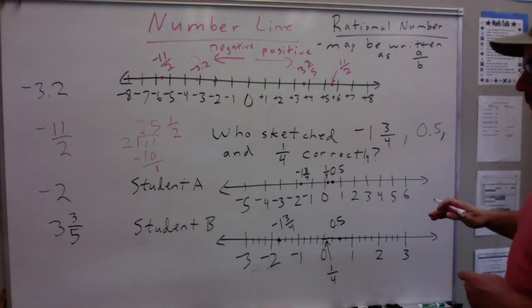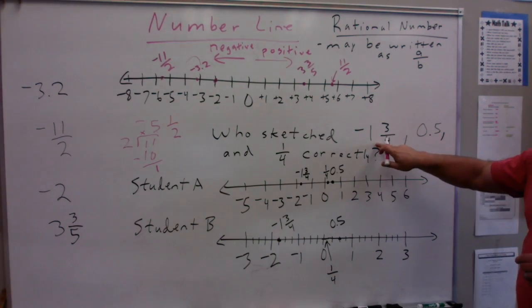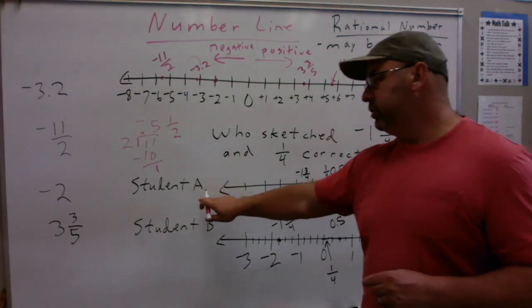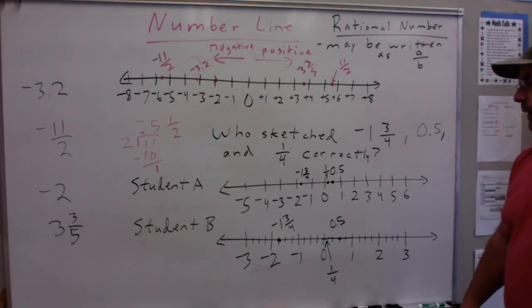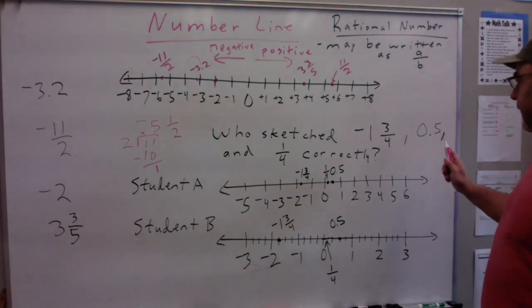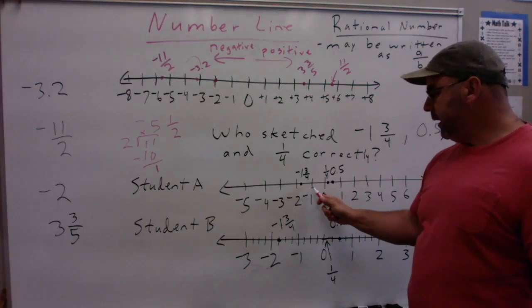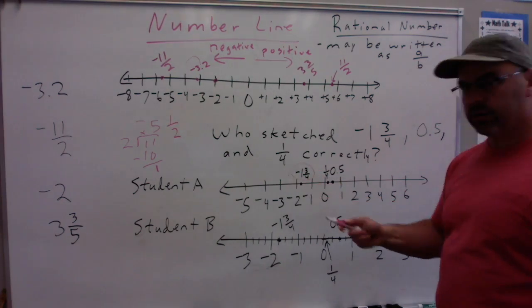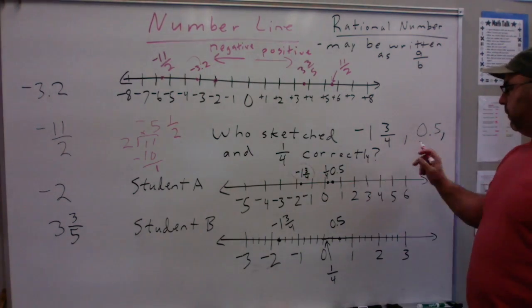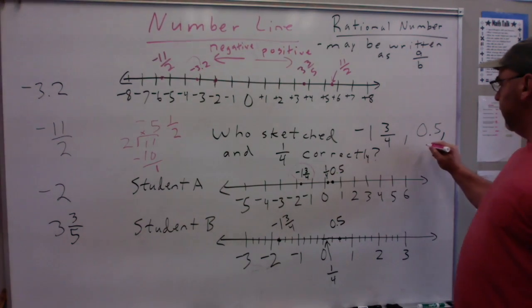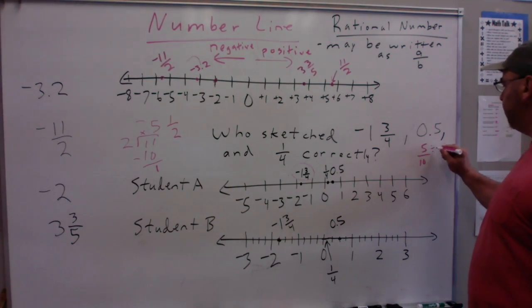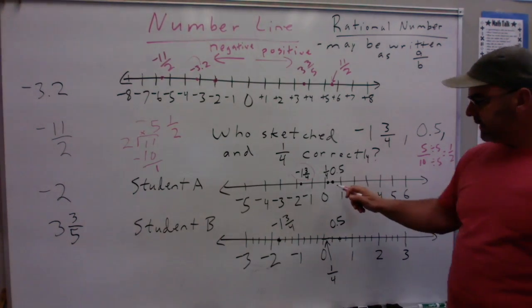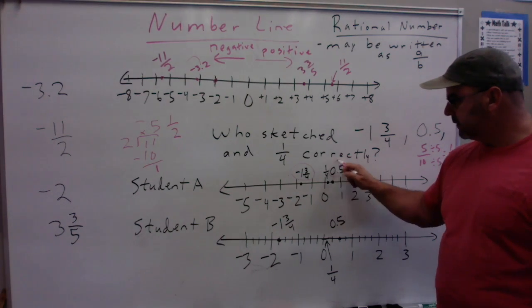Now, let's look at a problem down here. Who sketched negative 1 3/4, 0.5, and 1/4 correctly? Was it student A or student B? Well, let's start with student A. Negative 1 3/4. Go negative 1, and then almost a 2, but not quite. This looks right. That looks correct. What about 0.5? 0.5 is 5/10, which when we divide both of these by 5, we get 1/2. Oh, so that's halfway in between, right? That looks good to me.